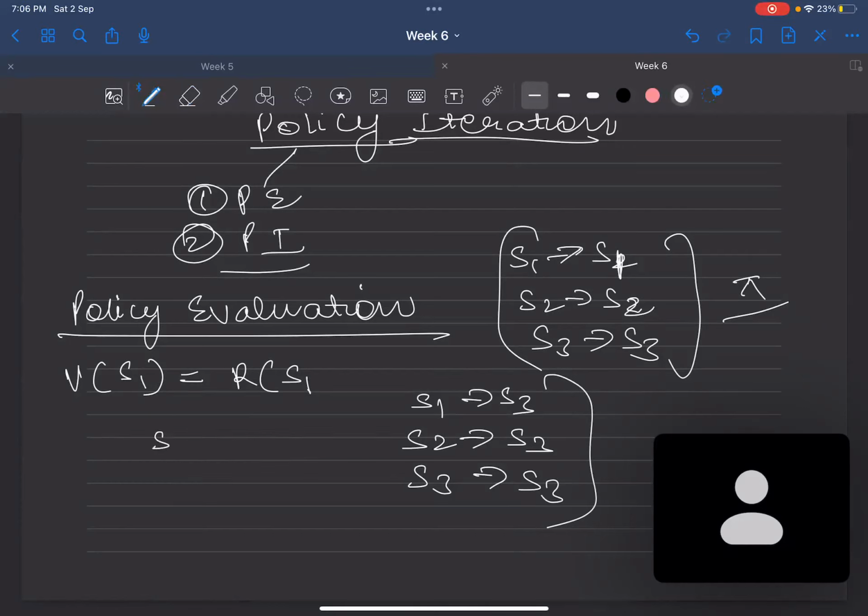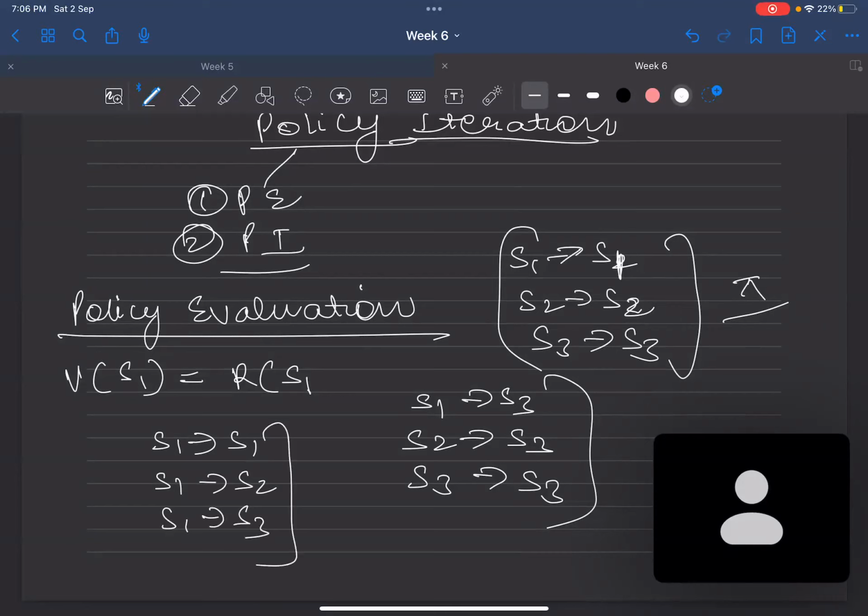What can you again repeat? S1 to S1, S1 to S2, S1 to S3. It is equal, one third. Can someone explain to me? Yes, we can take any policy, any initial policy.